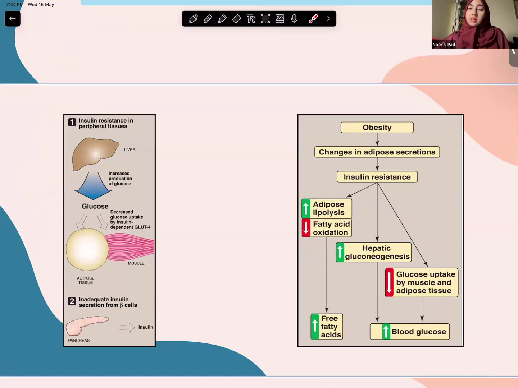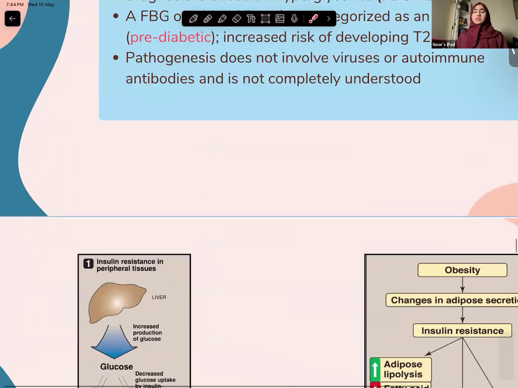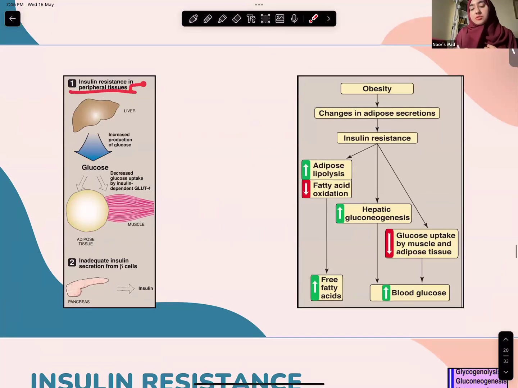Now, talking about these pictures, okay? If you look at this, there are two factors that can result in hyperglycemia. It's honestly just a repeat of what I said above. One, if there's insulin resistance in peripheral tissues, as in your cells, there's a defect in the cells or in the receptors so that they're not able to take insulin and have glucose in them, right? And two is inadequate insulin secretion from beta cells, like I just mentioned. You have a pancreas, there are beta cells, but the amount of insulin that you're supposed to produce, you aren't producing.